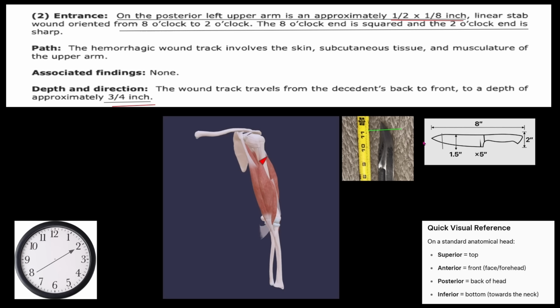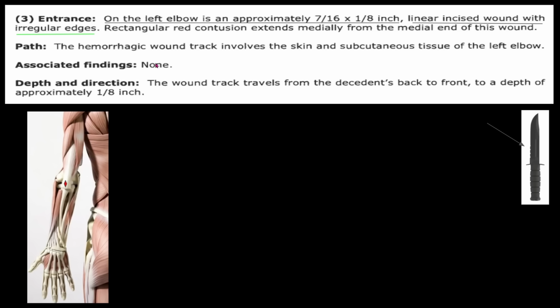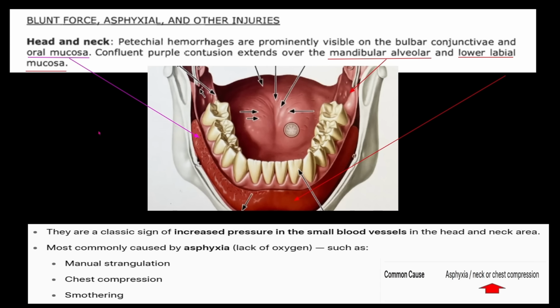So we definitely have 2 knives on Kaylee here. At least one knife on Maddie that's not consistent with the K-bar, but when you add them both together, we've got consistency across the board. On the left elbow is a 7/16 by 1/8 inch linear incised wound with irregular edges. It's just a little cut on the left elbow. Irregular edges, serrated typically.